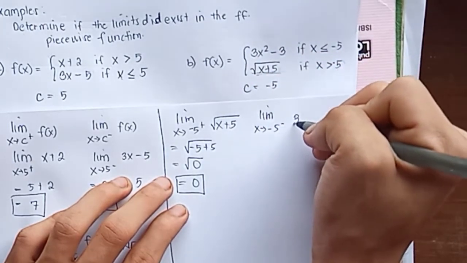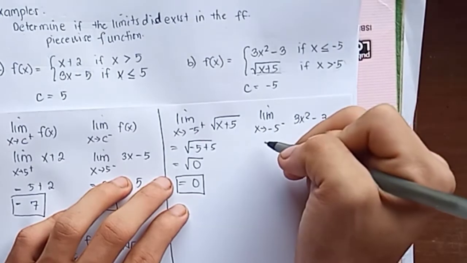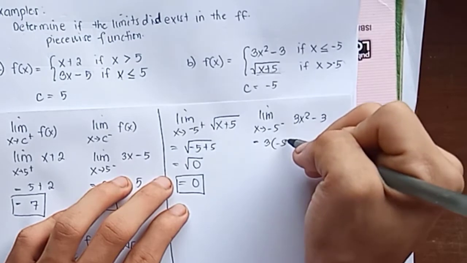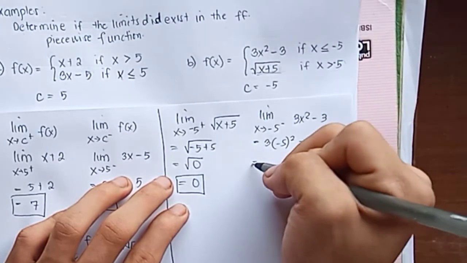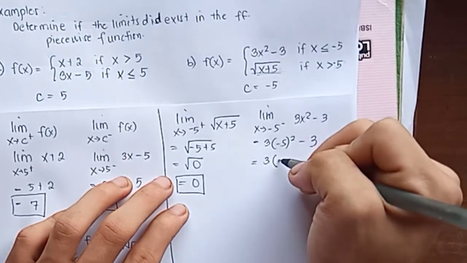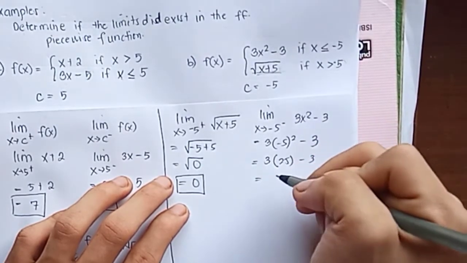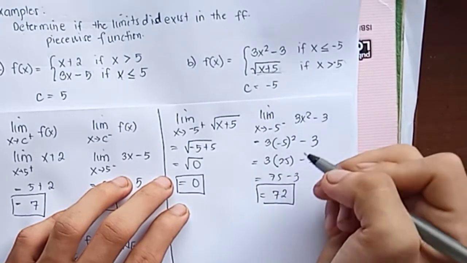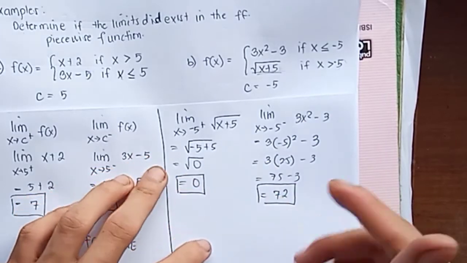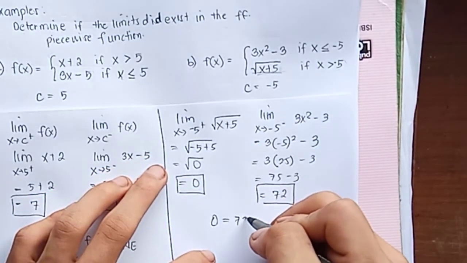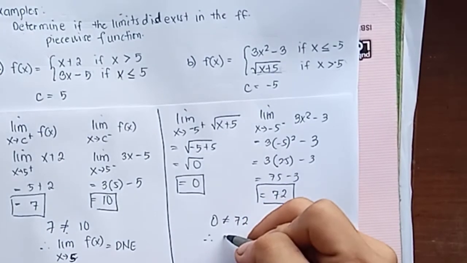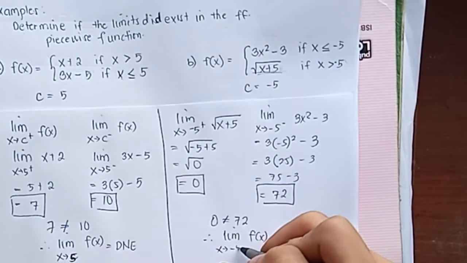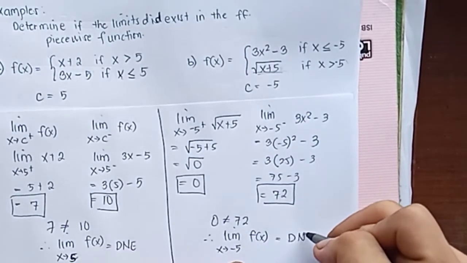So we have 3x squared minus 3. I have to evaluate this one. I have 3 times negative 5 squared minus 3. That is equal to 3 times 25 minus 3, which is 75 minus 3, equal to 72. As we can see here, the right hand and the left hand limit are not equal. 0 is not equal to 72. Therefore, I can say that the limit of f of x as x approaches negative 5 does not exist.